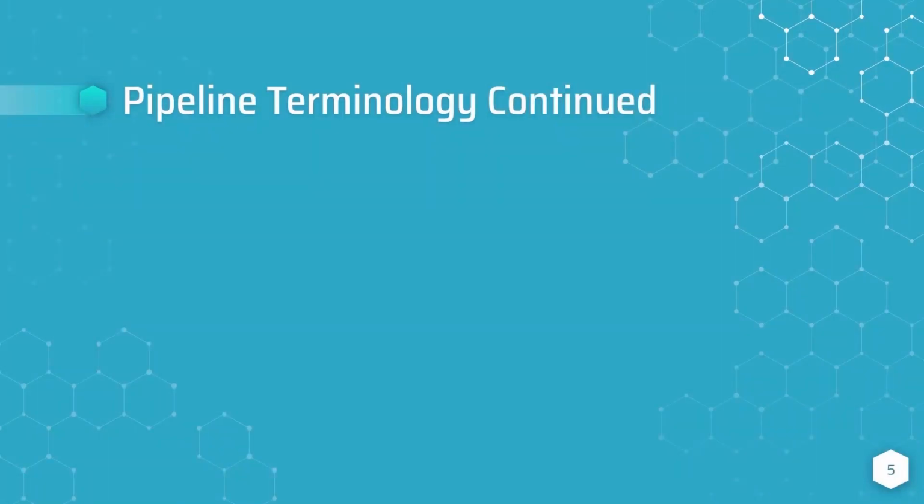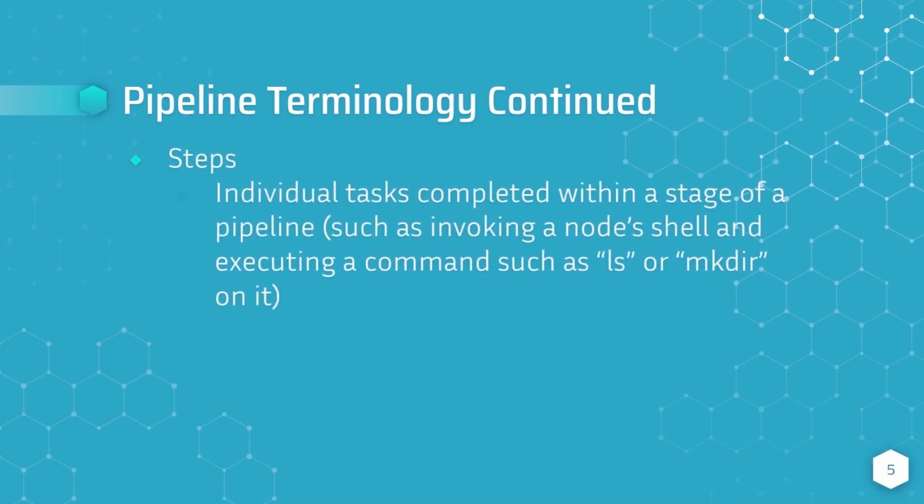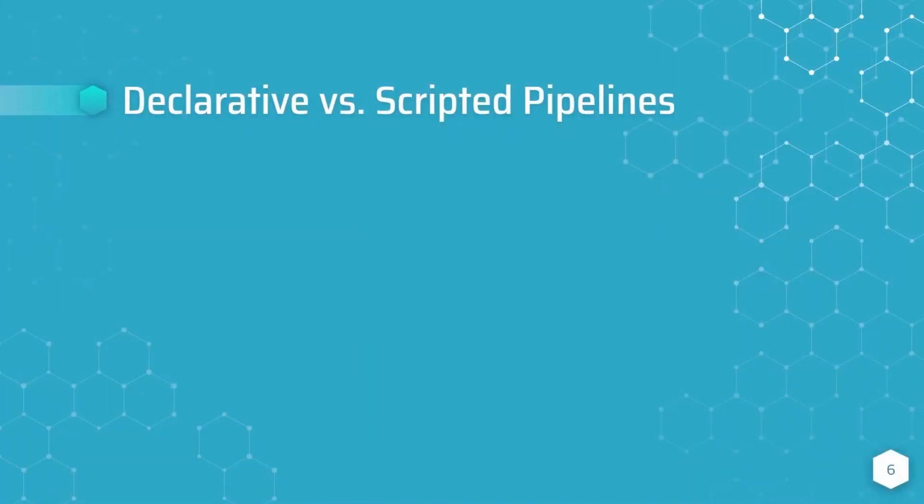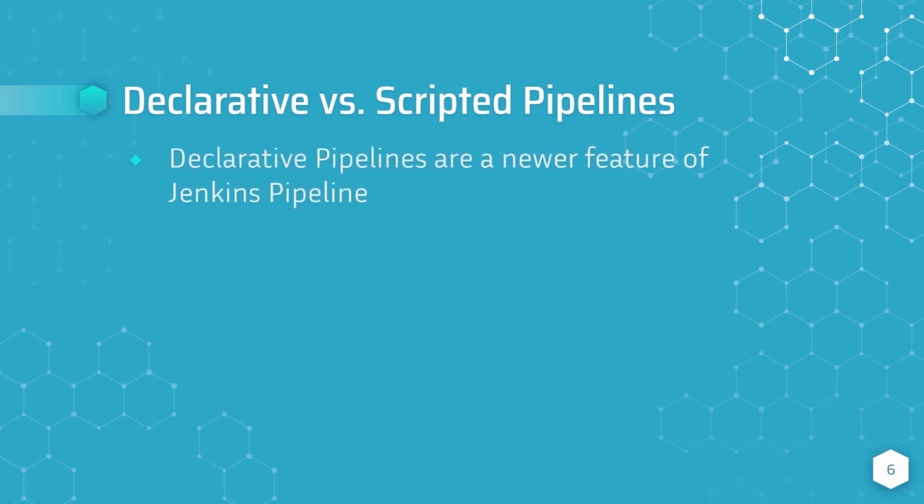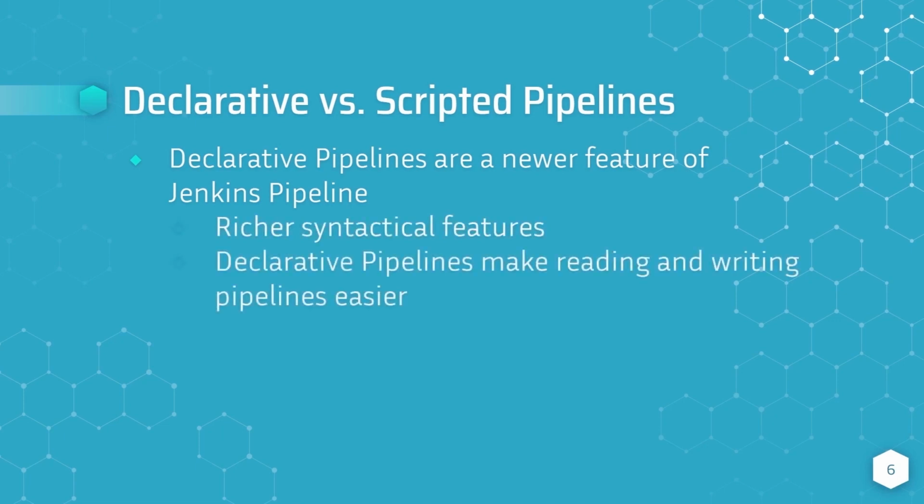You should also be familiar with the concept of steps. Steps are individual tasks completed within a stage of a pipeline. For instance, a single step could invoke a Jenkins node's shell and execute a command like ls or mkdir on it. It's also worth mentioning the two types of Jenkins pipelines. There are declarative and scripted pipelines. Declarative pipelines are a newer feature of Jenkins pipeline, and declarative pipelines have richer syntactical features than scripted pipelines, which makes them easier to read and write. Now that we have a general understanding of what Jenkins pipelines are, let's get started.